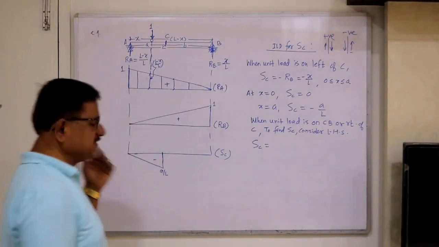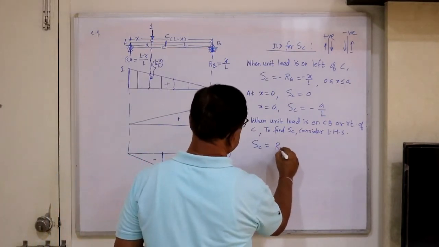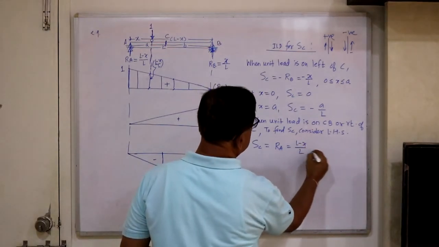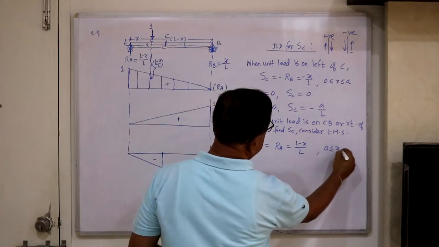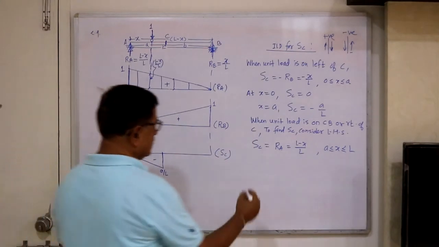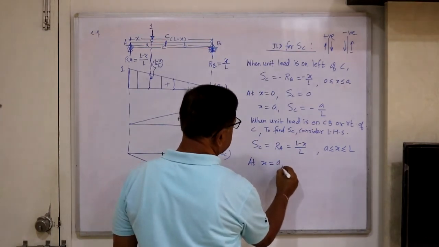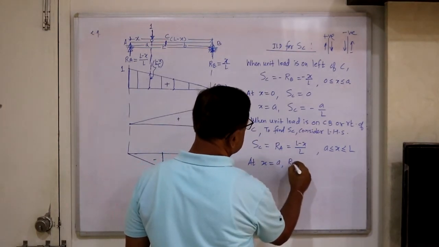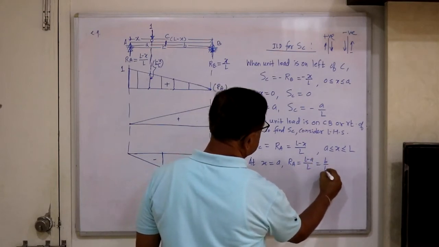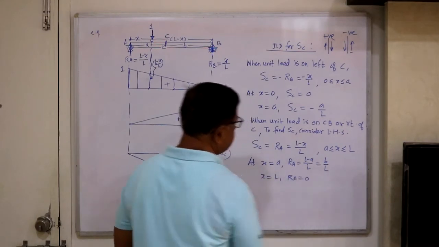So let's consider the left hand side. The shear force will now be RA, and this is positive, which means (L minus x) upon L, applicable for A less than or equal to x less than or equal to L. The minimum value is A, the maximum value is L. So at x equal to A, RA will be equal to (L minus A) upon L, so this is B by L. And at x equal to L, RA is 0.